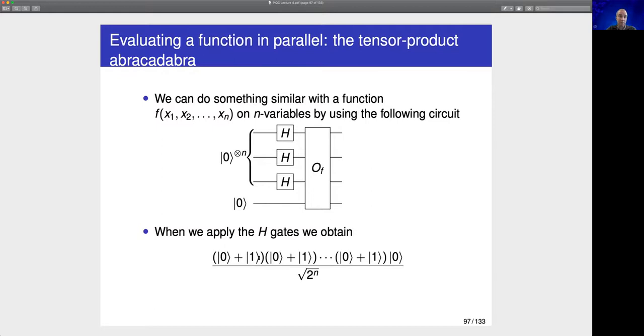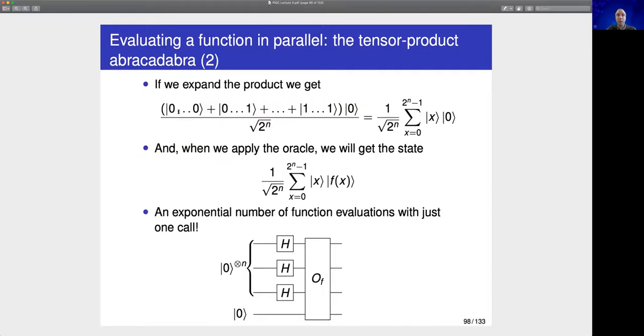you can see that the first qubit is going to be 0 plus 1. The second one is going to be also 0 plus 1, up to the nth qubit. The one for the output has not been modified. And then we have this normalizing factor here. This is just the application of the H gate. But if we expand this product here, we are going to obtain all the possible combinations of zeros and ones.